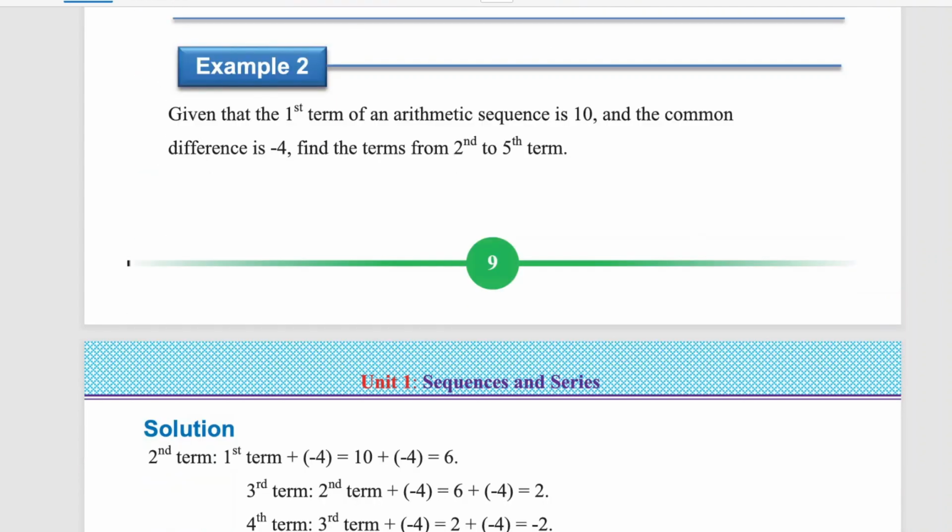Okay, let's see example 2. Consider the first term of the arithmetic sequence 10 and the common difference is minus 4. Find the terms from second to fifth term.